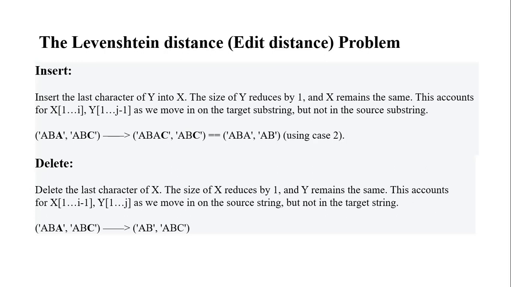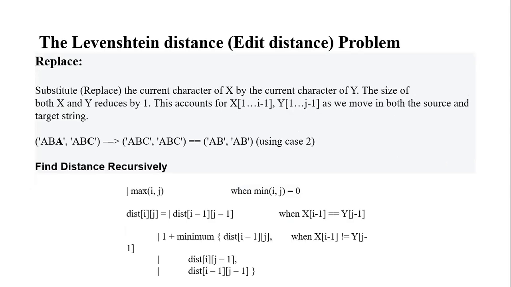Delete. Delete the last character of X. The size of X reduces by 1 and Y remains the same. This accounts for X size 1 to i minus 1 and Y size 1 to j, as we move on the source string but not the target string. Here is an example of the delete operation.